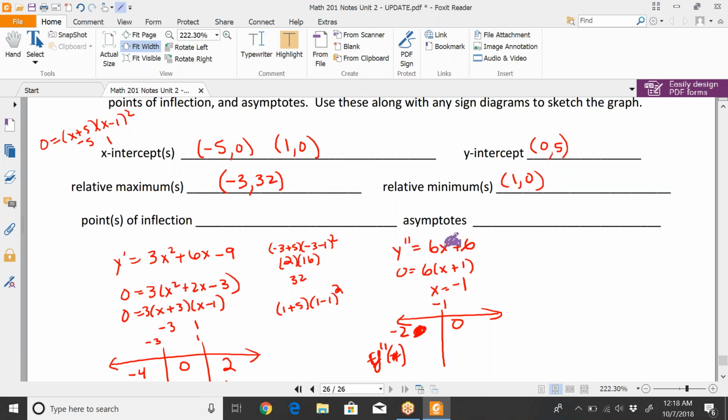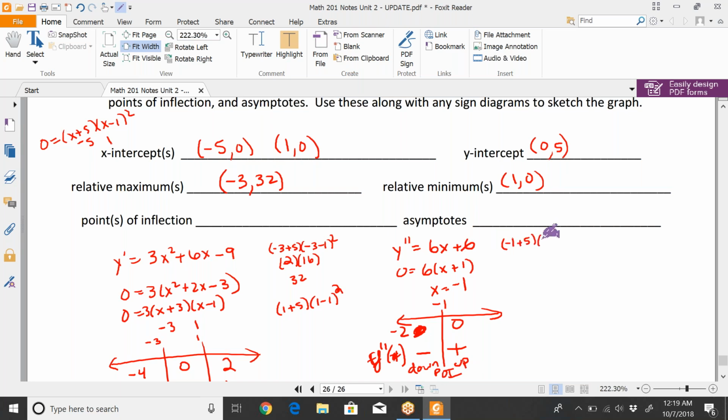So if we plug in -2 to this, that's -12 plus 6, that comes out negative. If we plug in 0, we get a positive. That means I'm concave down on this region, concave up on this region, which means that is a point of inflection. So go back to the original function, and I'm using the factored form.